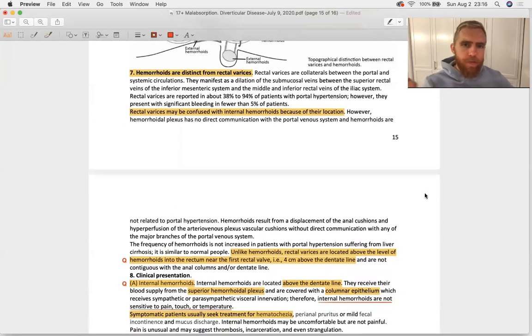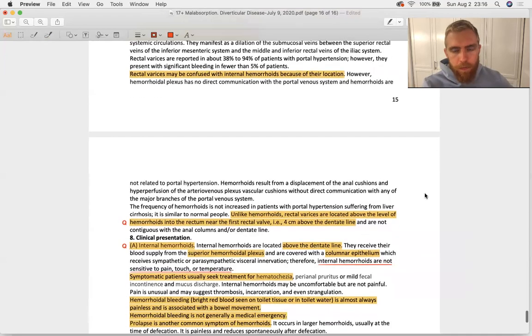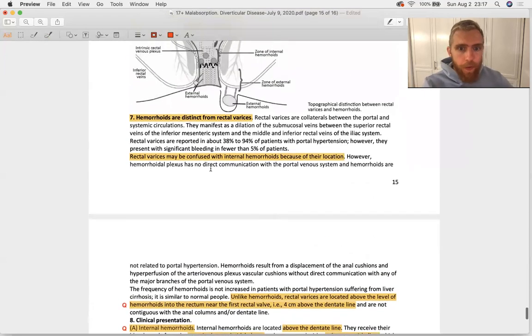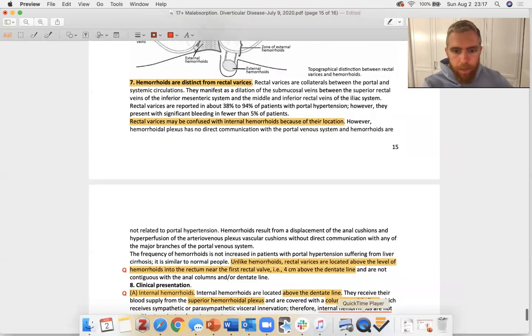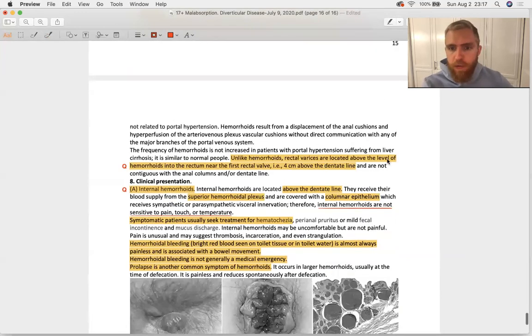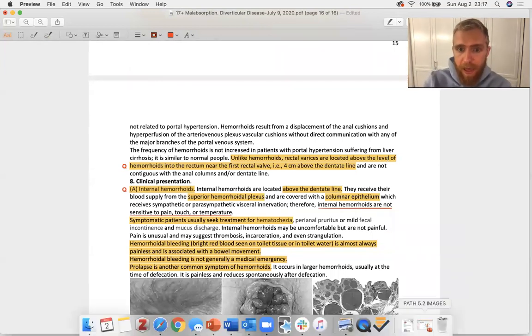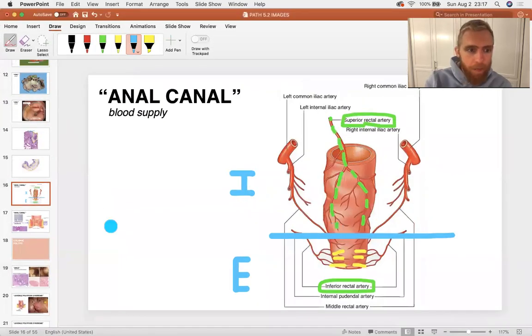Here at the bottom of page 15 is what I was mentioning. Hemorrhoids are not rectal varices. You do get varices by high hydrostatic pressure in cases of portal hypertension, but that's not how you get hemorrhoids. You might confuse varices with hemorrhoids, but unlike hemorrhoids, varices are located above the level of even internal hemorrhoids in the rectum near the first rectal valve, about 4 centimeters above the dentate line.